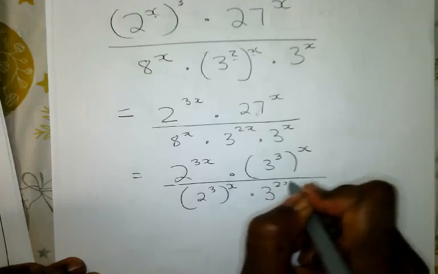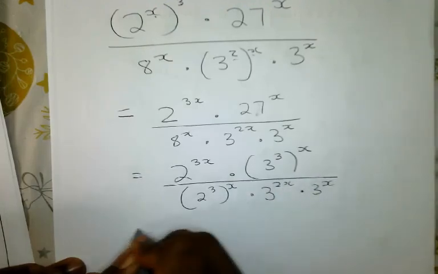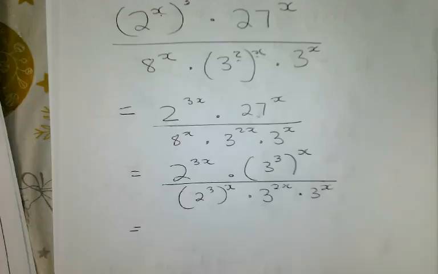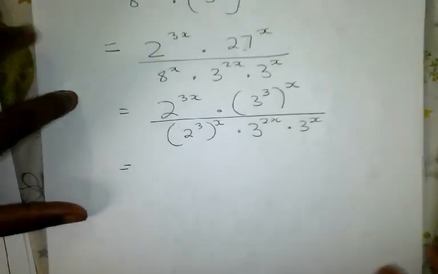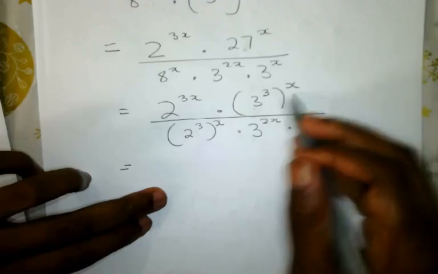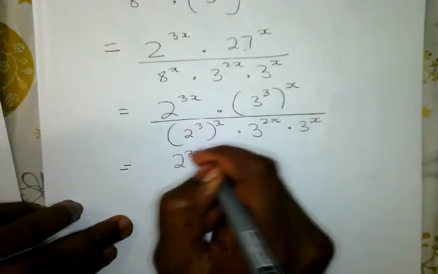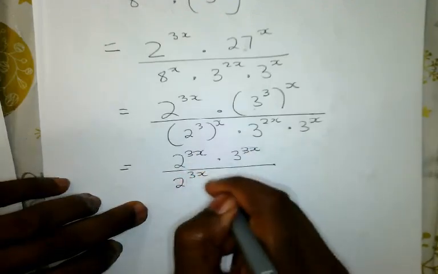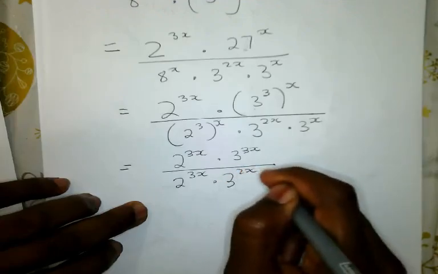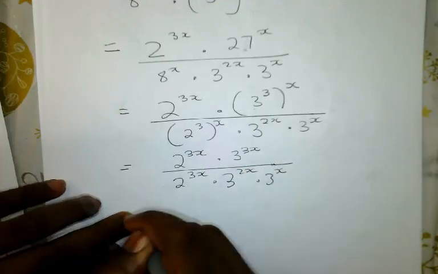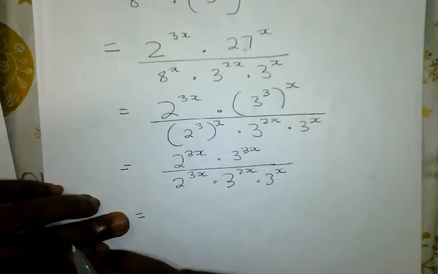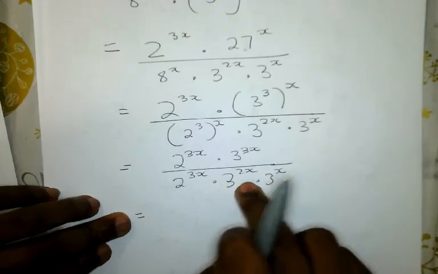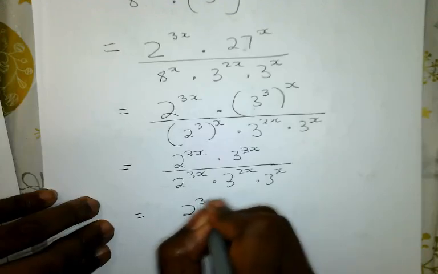Can you all see what I've done? I haven't done anything new. I just changed the 27 and the 8 to be prime bases. Then I'm going to multiply in with the brackets, the x and the x there. Such that I have 3x on top, and at the bottom I have 3x, 2x multiplied by 3x. Now what am I going to do here? I'm going to start by adding this one, because I see the bases are the same, so I can add the exponents.